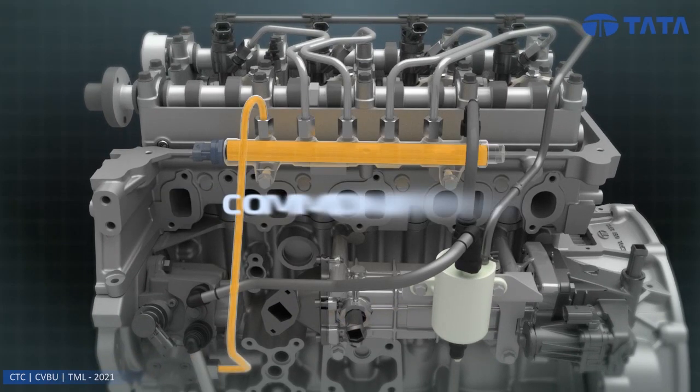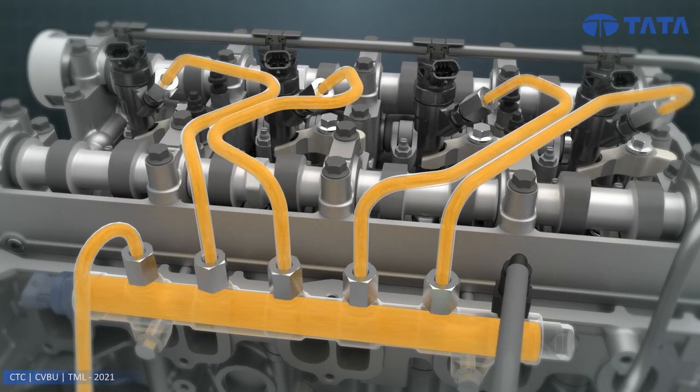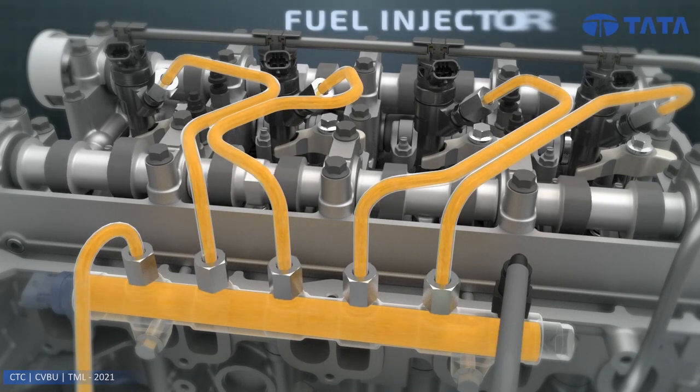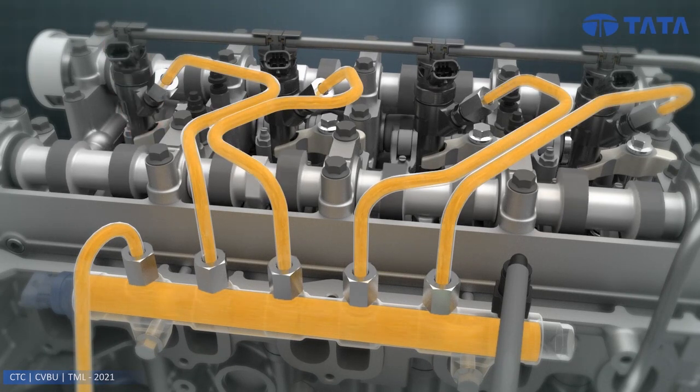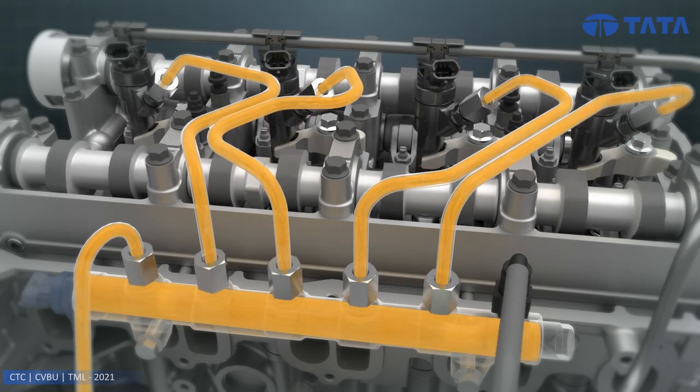From the common rail, the fuel gets supplied to the individual solenoid fuel injectors through the HP pipes. The specified quantity of fuel gets distributed into the cylinders at the specified time and pressure, based on the firing order.